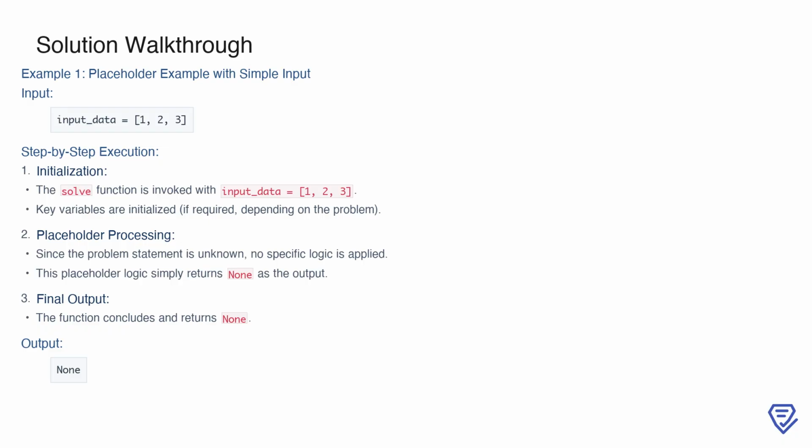Since the problem statement is not defined, the placeholder logic does not perform any specific operations on the input. As a result, the function directly returns none as the output. This demonstrates the current state of the function, acting as a placeholder without any actual implementation.